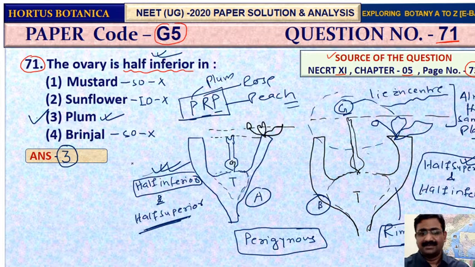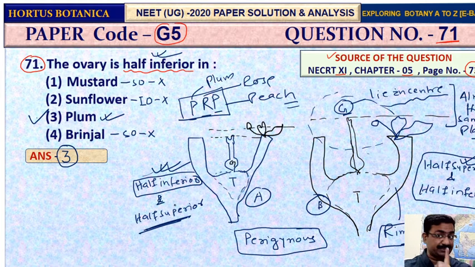Is it clear? But one thing I would like to explore again, that whenever you study morphology and especially the floral part, reproductive biology, you always think with respect to family. So always correlate every reproductive study of the flower with respect to floral formula, floral diagram as well as the family. That will make you very confident.